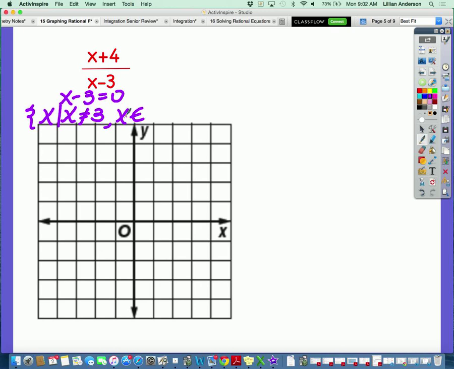x is the element of. Now don't get me wrong. If you want to write in interval notation, by all means, do you, boo-boo. Do you. What's next?